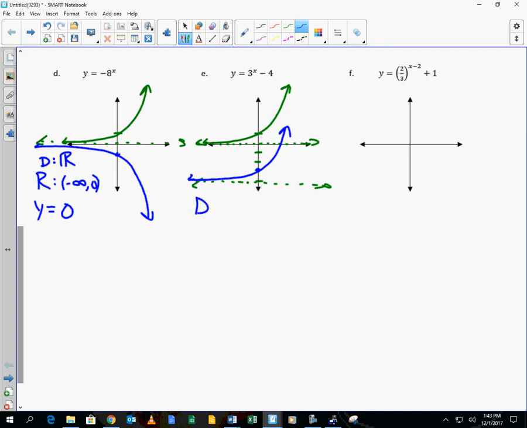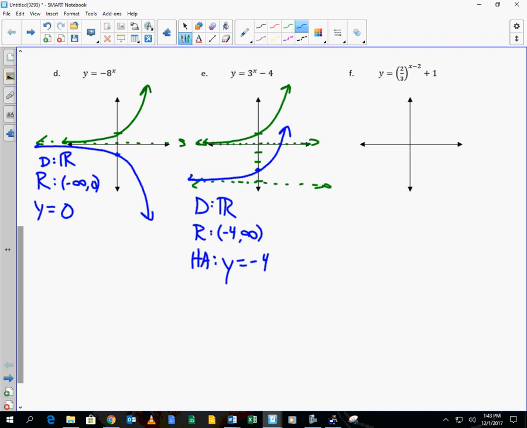Domain, all reals. Range, what about the range here? Very good, negative 4 to infinity. The horizontal asymptote, y equals, very good. On YouTube, if I said vertical asymptote at some point, I'm sorry, I mistakenly spoke.